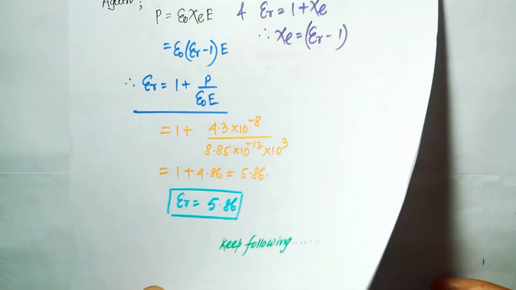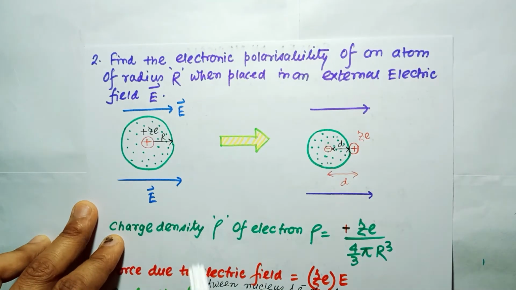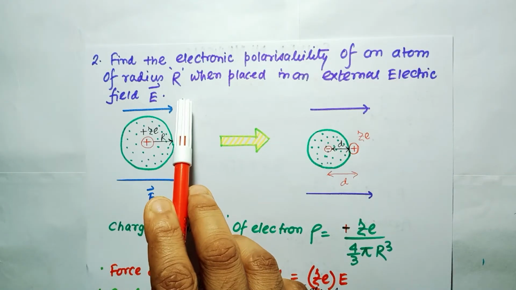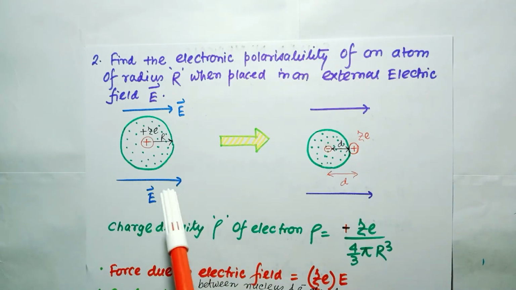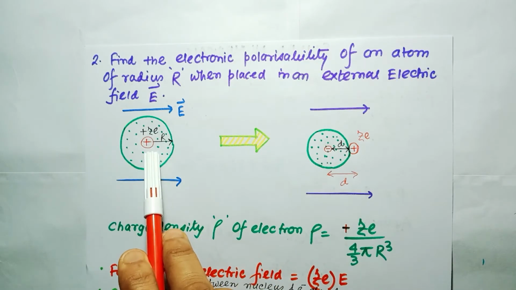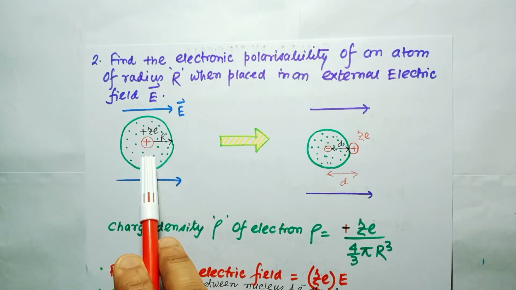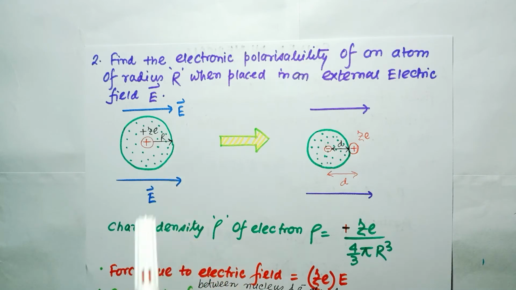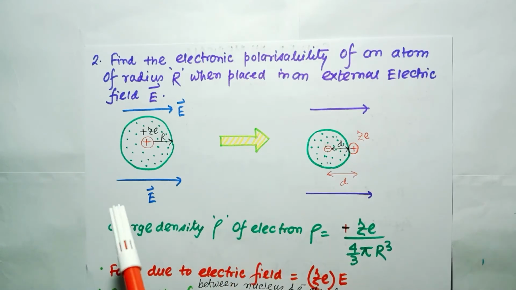Now we can move to the second problem. I need to find the electronic polarizability of an atom of radius capital R when the atom is placed in an external electric field of capital E. You can see from these two diagrams, this is the atom, this is the positive charge nucleus at the center, and outside the nucleus there is an electron cloud. When the atom is placed in the electric field, the atom will get polarized. I have already discussed this phenomenon in my previous video, you can check.